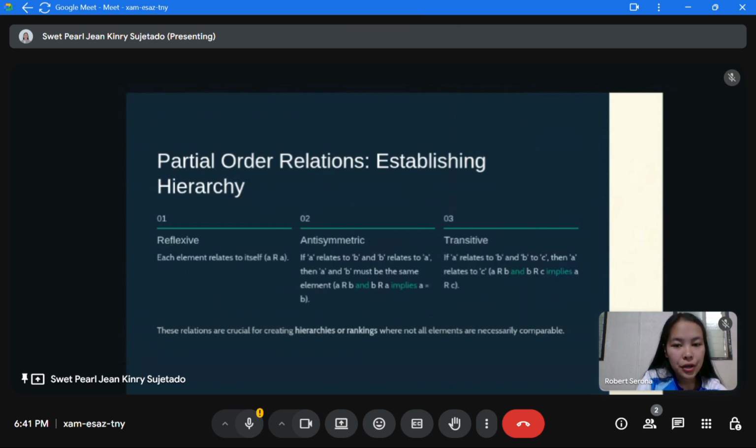Partial order relations, or establishing hierarchy. Partial order relations work differently. Instead of forming groups, they create rankings or orderings. But the order doesn't always have to be complete. Some things might not be comparable. A partial order must satisfy three properties.